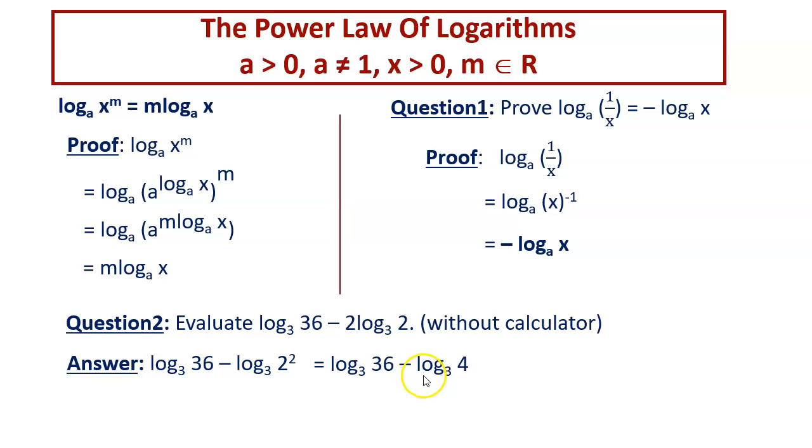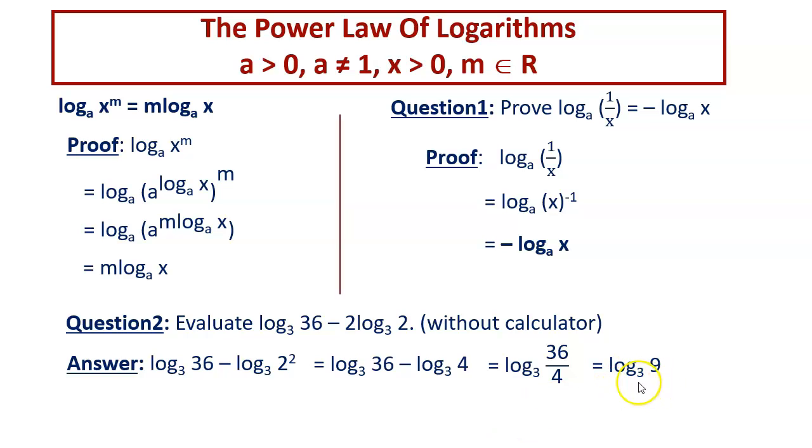Now, we see the two log terms have the same base, that is 3 in this case, and they are connected by this minus sign. They are getting subtracted. So we will be using the division rule or the quotient rule of logarithms, and this will be equal to log, the base remains the same, it is 3, but the arguments get divided. It is the first argument divided by the second argument, that is 36 over 4. And 36 over 4 is equal to 9, so this is equal to log of 9 to the base 3.